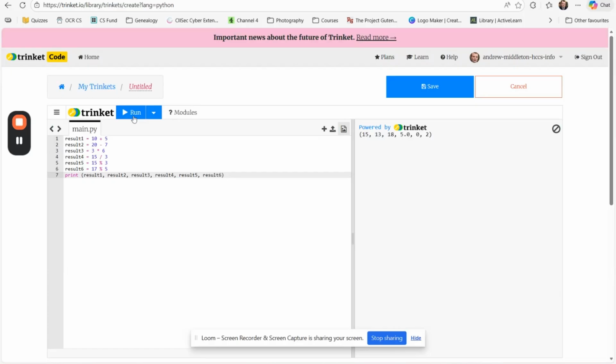So if I run that, I get 15, 10 plus 5. Well, that seems reasonable. 20 minus 7 is 13. That seems reasonable. 3 times 6 is 18. That seems reasonable. 15 divided by 3 is 5. Again, reasonable. 15 % 3 gives me 0, whereas 17 % 5 gives me 2. Now, any thoughts as to what the percentage is doing?